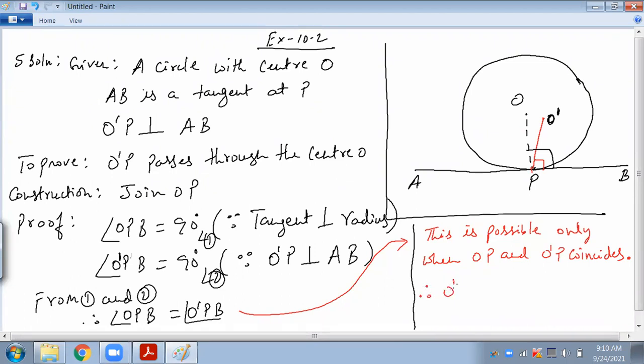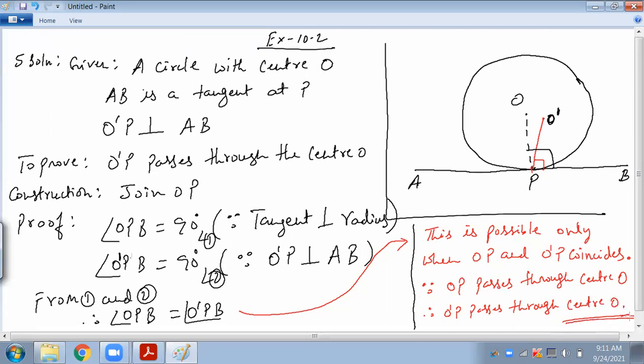Therefore, O'P passes through center O, since OP passes through center O, and that is what we were supposed to prove.